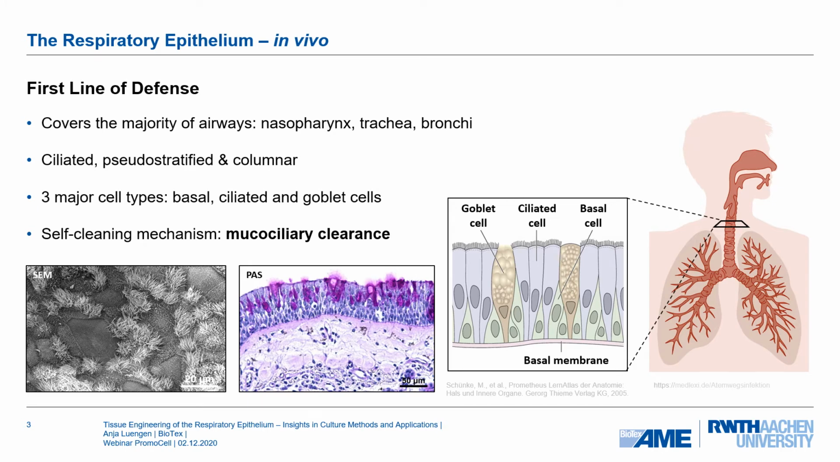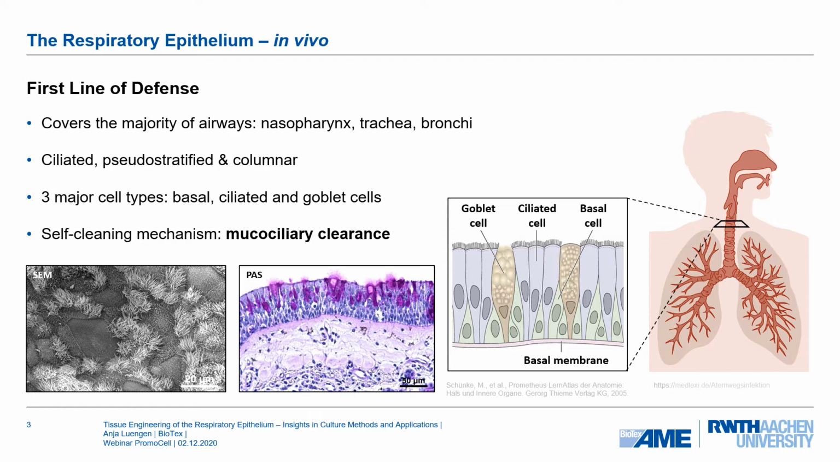But let's now start with the respiratory epithelium. In vivo, the respiratory epithelium acts as a very specialized tissue that covers most parts of the nasopharynx, the trachea, and the bronchi. It has a pseudostratified columnar structure and consists of three major cell types that are polarized. Near the basal membrane, the basal cells are located that represent the precursor cells for the other two cell types.